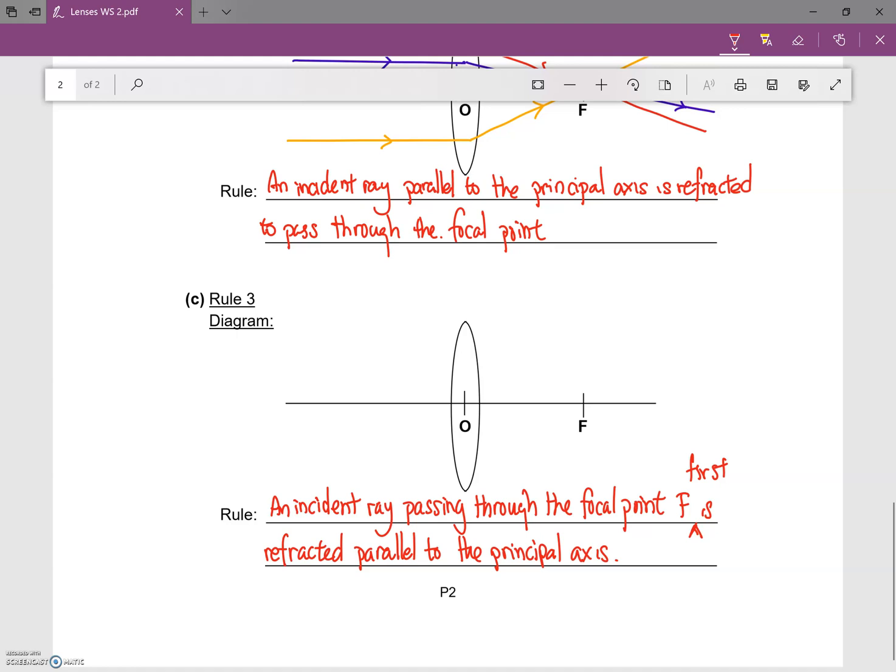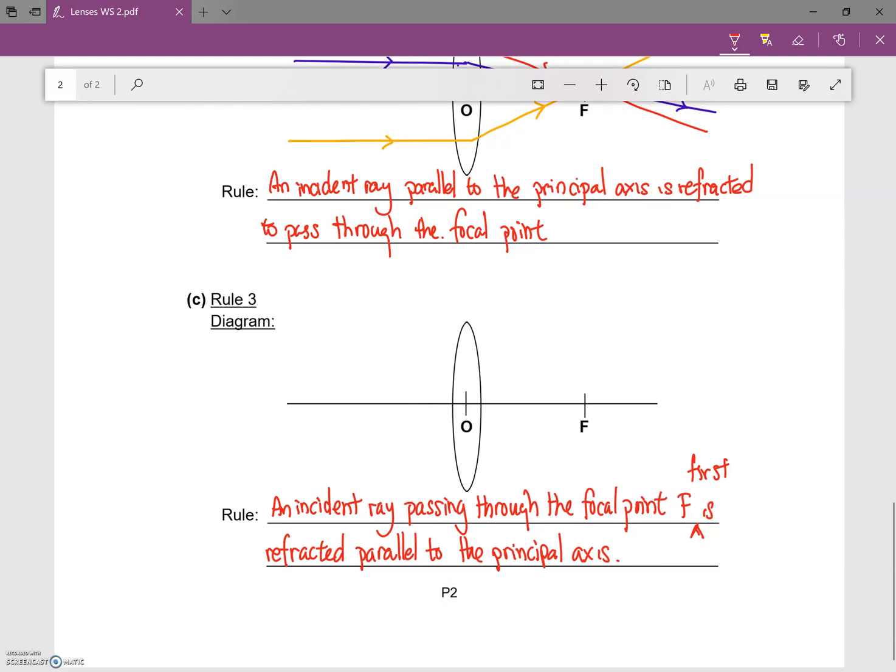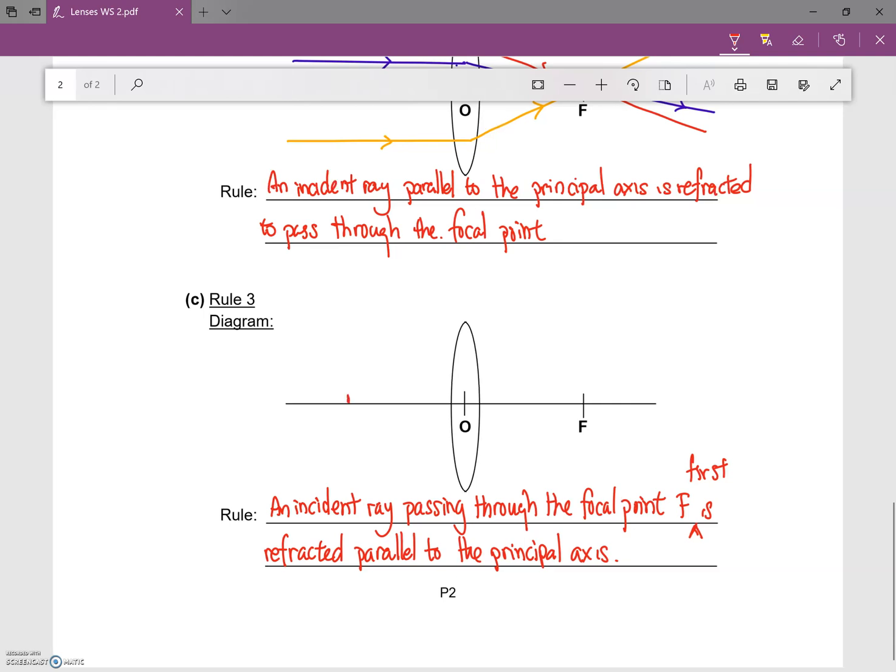In this case, I always want to draw the light ray going from left to right. So first thing, I mark the focal point. We know that the focal point is actually on both sides of the lens. So do take note, the focal point is always on both sides of the lens. It need not always be on one side. It just depends on where your light ray is coming from.